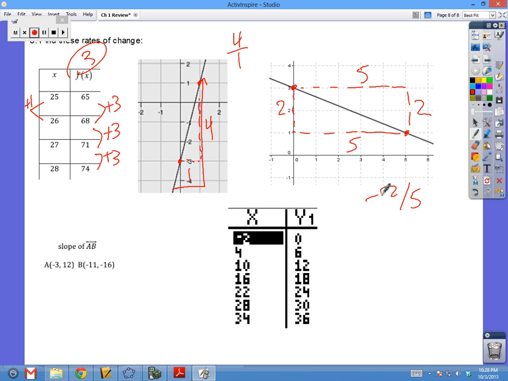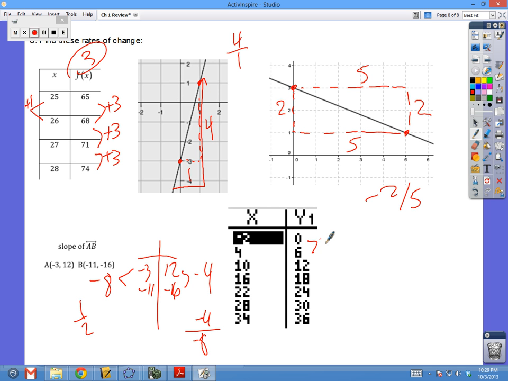Okay. -3, 12, -11, -16. 12 to -16 went down 4. -3 to -11, that went down 8. So it's going to be down 4 divided by down 8. -4 divided by -8 is a positive 1/2.